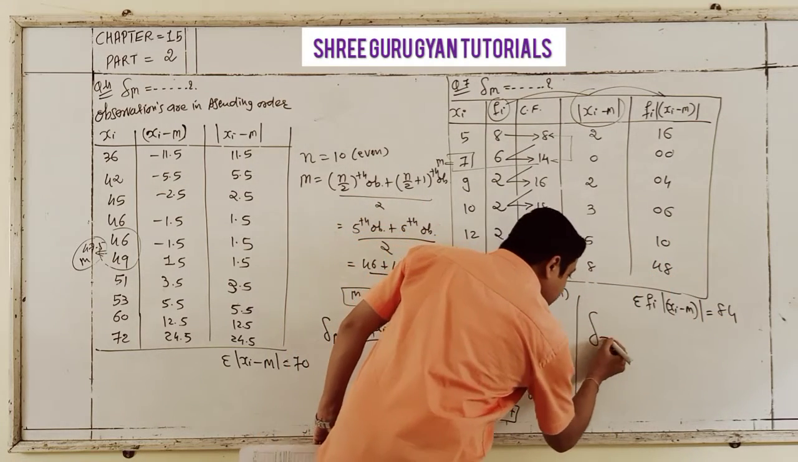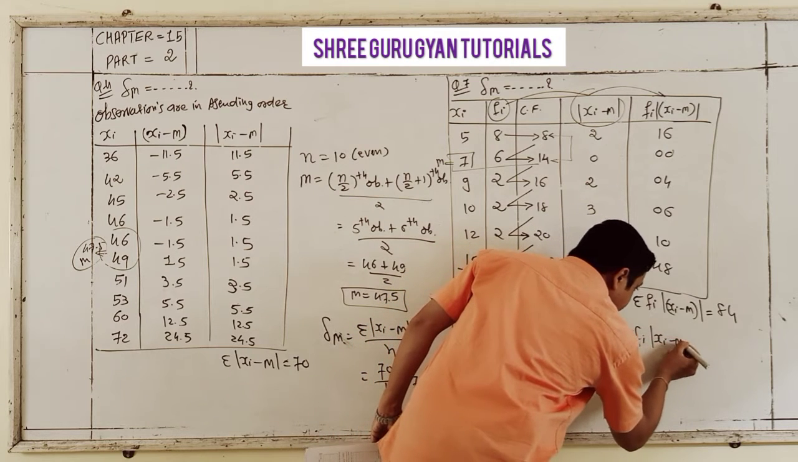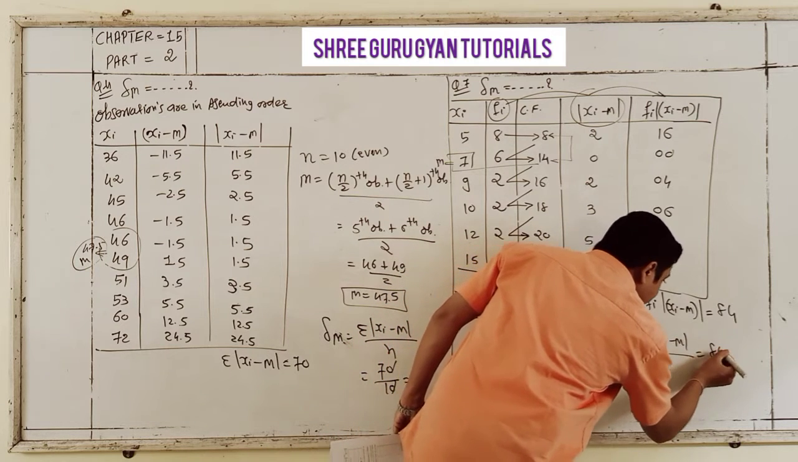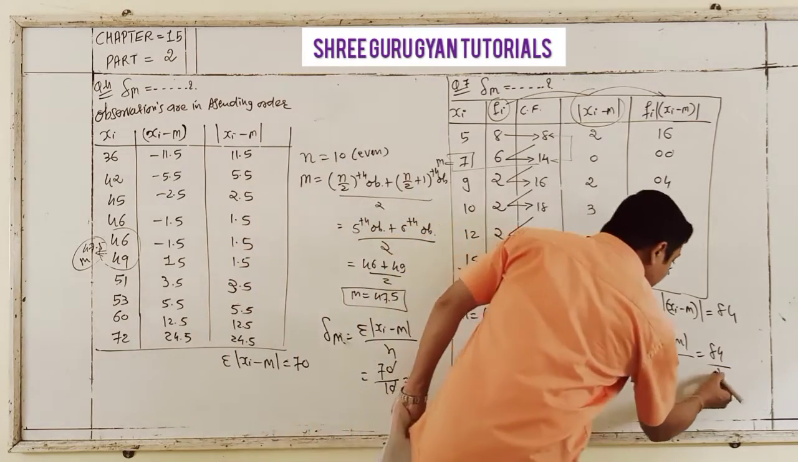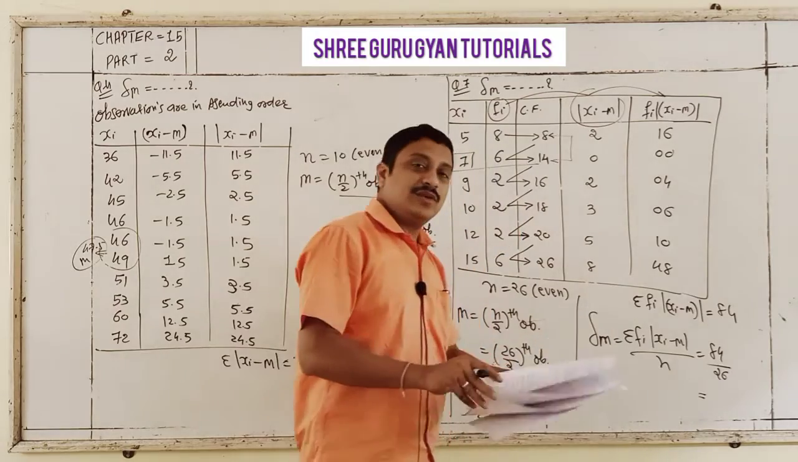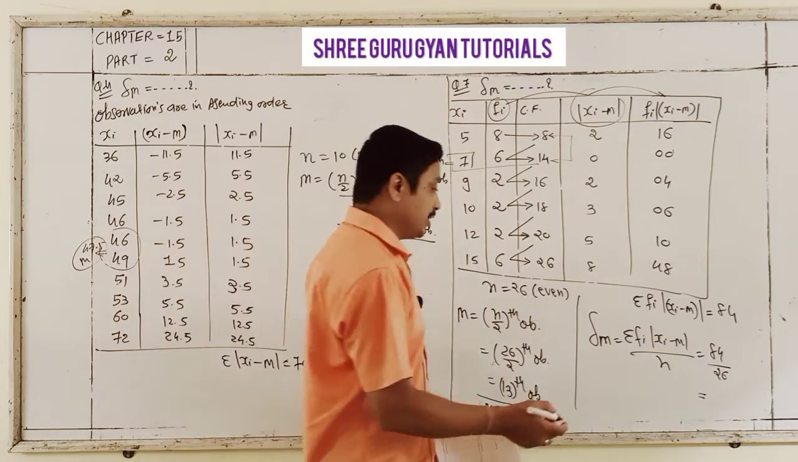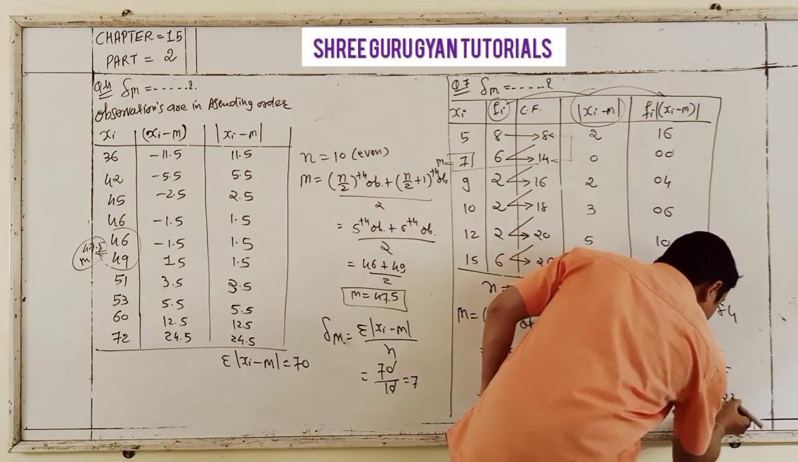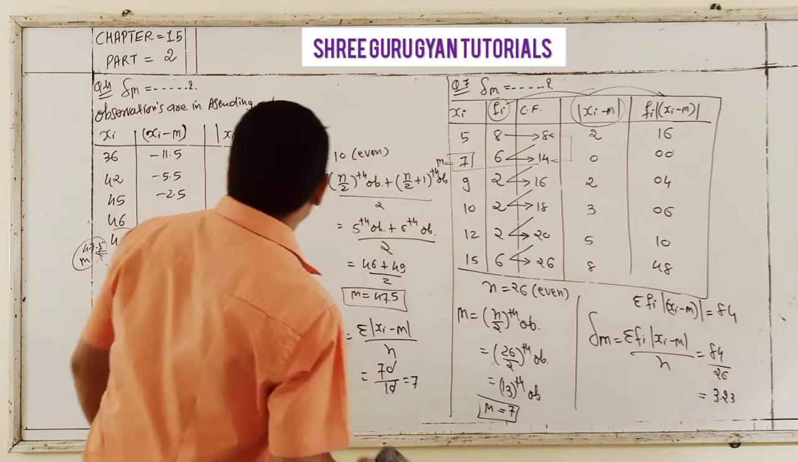So del m is sigma fi |xi minus m| upon n, which is 84 by your observations, that is 26. Just divide them, using a calculator, students, and you get 3.23 as my answer. Now the same way we go to question number 8.